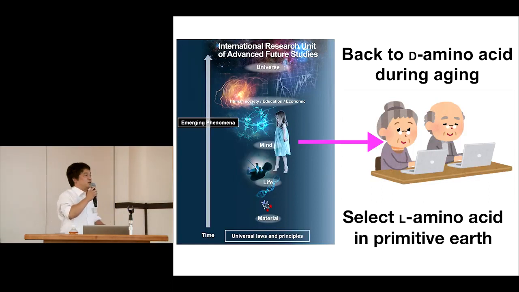So today I talked from the origin of life to the D amino acid increasing during aging. It's very interesting that the origin of life is a very big event for life. But our life is only maybe 100 years. So somebody decides homochirality. But such homochirality is broken down only in our 100-year life.